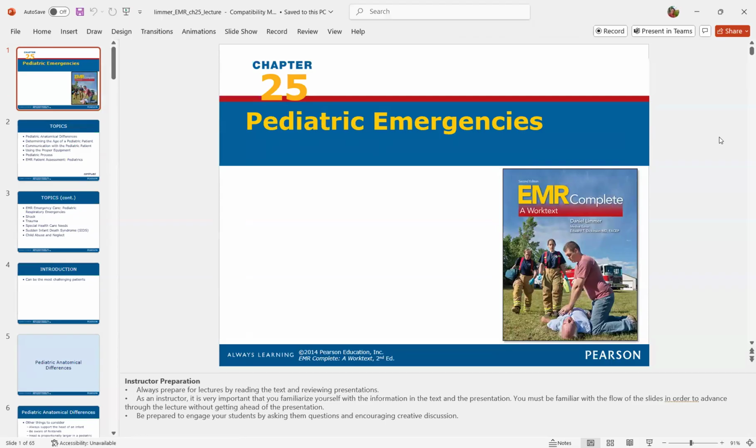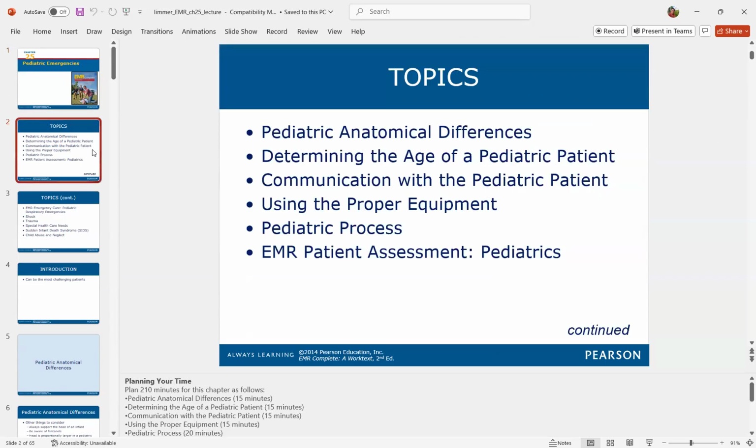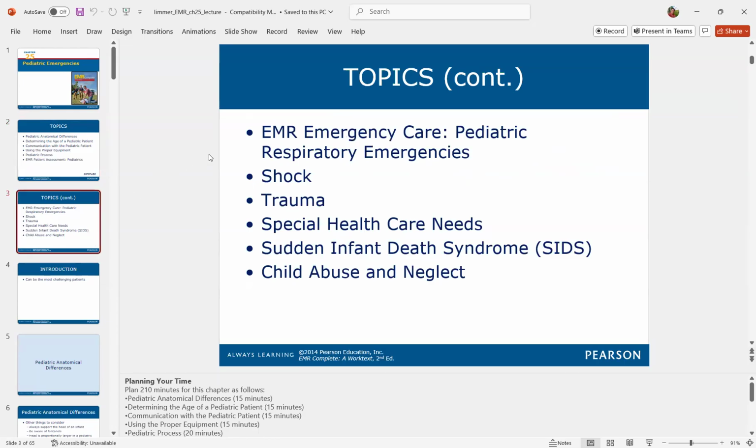All right, so chapter 25, we talked about OBGYN and that stuff last week, so this kind of follows those chapters. So this one is going to be pediatric anatomical differences. Determine the age of the pediatric patient. Sometimes it is hard to tell how old people are. Communicating with them, proper equipment to use, the pediatric process, which is a PAT triangle that we'll talk about, and then our assessment of pediatric patients. Respiratory emergency care, shock, trauma. A lot of it's the same as the adults. Special healthcare needs, sudden infant death syndrome, and child abuse and neglect. We'll talk about that stuff.